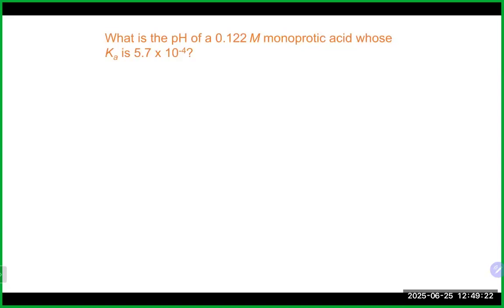All right, so why don't you give it a try here. What's the pH of a 0.122 molar monoprotic acid which has a Ka value of 5.7 times 10 to the minus 4? Monoprotic means it can give away one hydrogen. And if you need a formula to use, this right here can be used for a monoprotic acid.